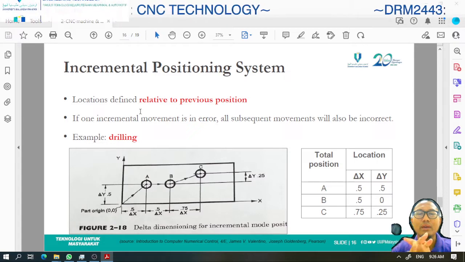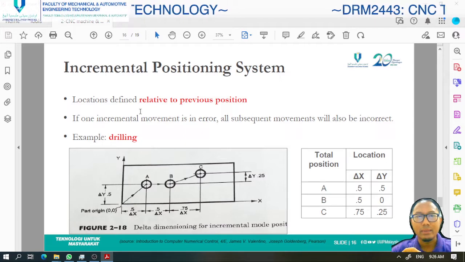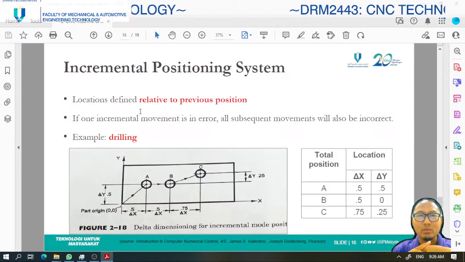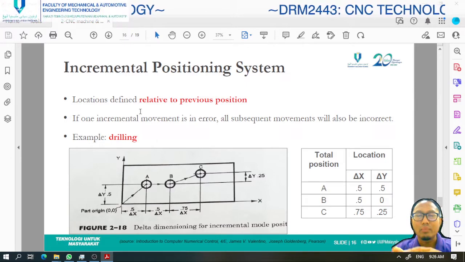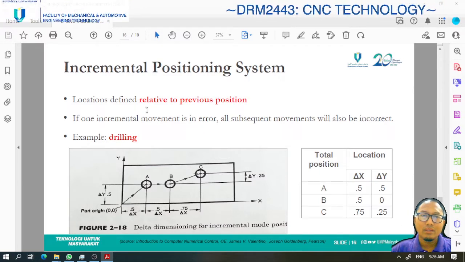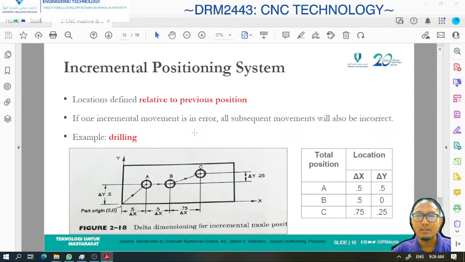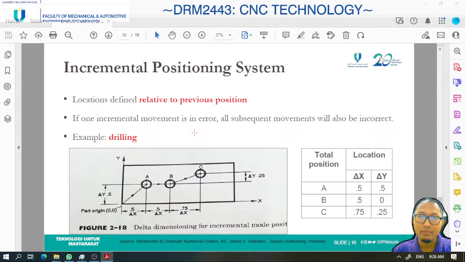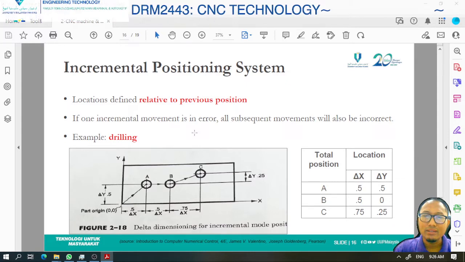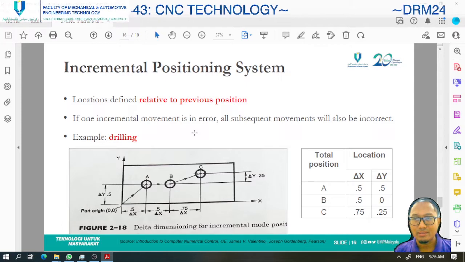Okay, positioning system. We have two different positioning systems, incremental and absolute. So let's start with incremental. The incremental positioning system is where we define the location by relatively referring to the previous position. So this kind of positioning system will have some problem if the first position is incorrect or in error. So all the subsequent movements that we have after that are also going to be in error, incorrect.